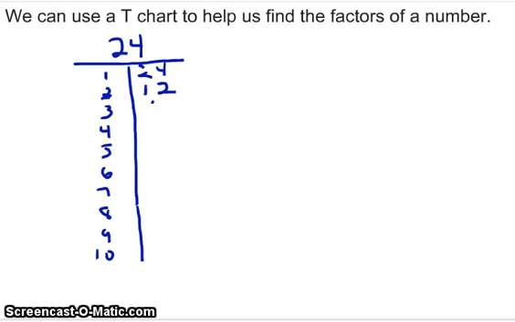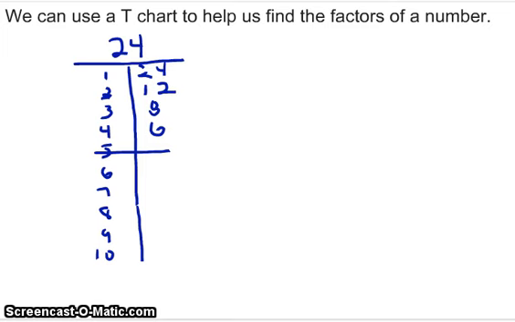3, it's 3 times 8 equals 24. And then 4 times 6 equals 24. Then 5 does not go into 24 because 24 is not a multiple of 5. Remember, the multiples of 5 have to end in 5 or 0. So 5 does not work.